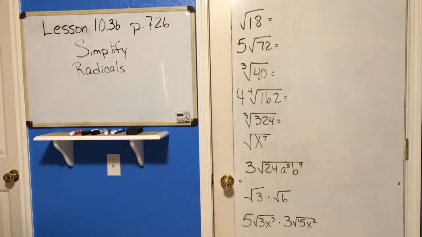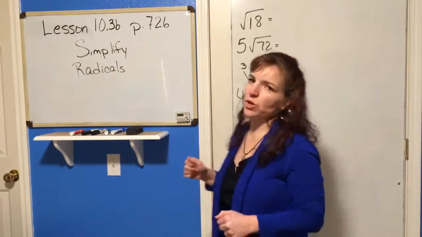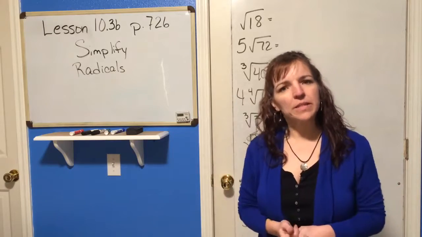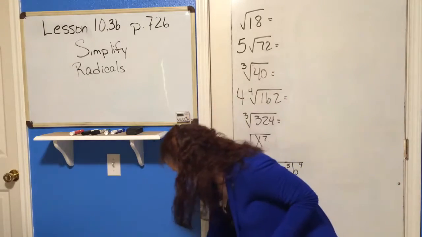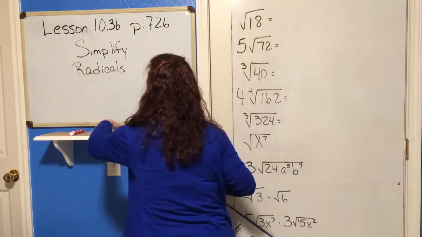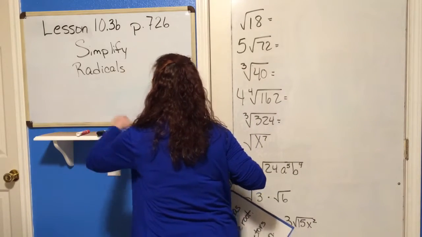Section 10.3b, simplify radicals. If you remember, the radicals are the square roots or cube roots or fourth roots. And if we're going to simplify them, we're going to make them simpler. Now, there's an explanation. Okay, so when we're simplifying radicals, we've got several steps here that we're going to follow.